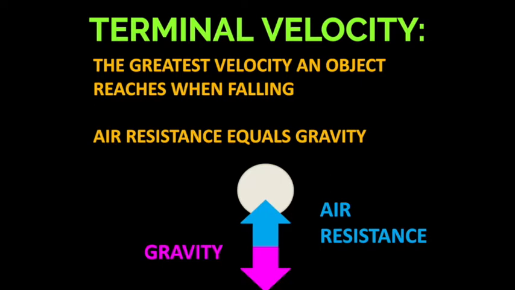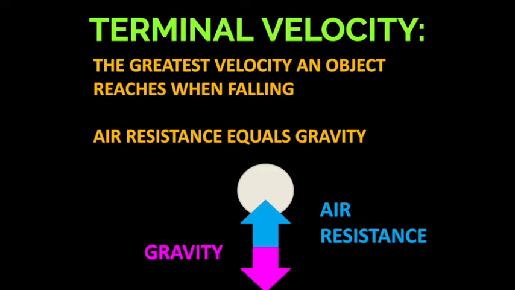A skydiver jumping out of a plane, before they pull their parachute, which works because of air resistance, will get to about 120 miles an hour. That's his or her terminal velocity. That's as fast as they can get. In other words, they jump out, they start speeding up, gravity accelerates them down, then air resistance pushes them back up. The whole time air resistance is pushing back up, but at some point the air resistance equals the gravity and the person doesn't accelerate any faster. They reach that top velocity of 120 miles per hour toward the ground.